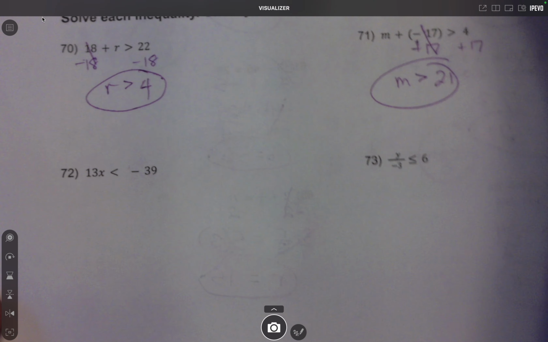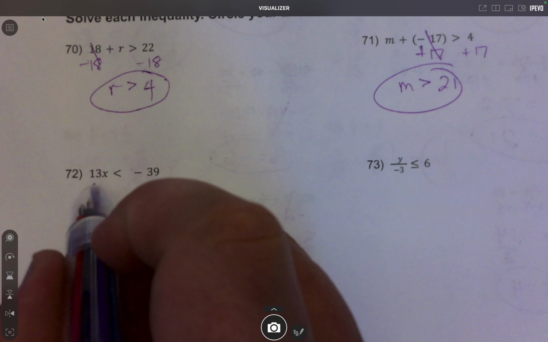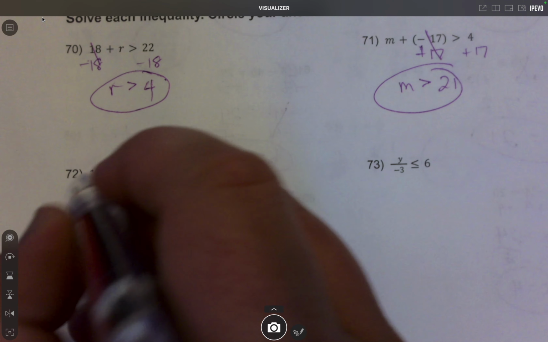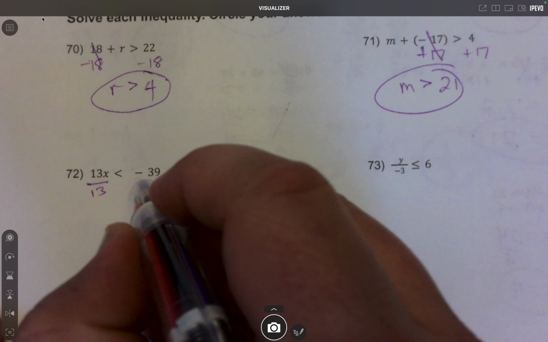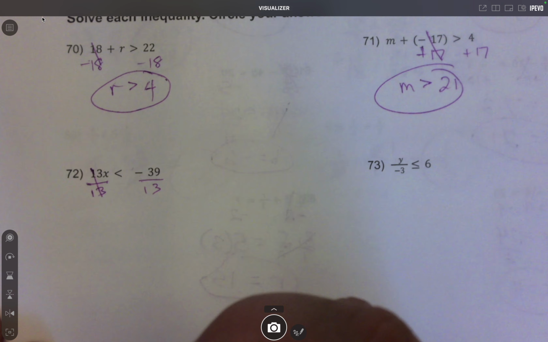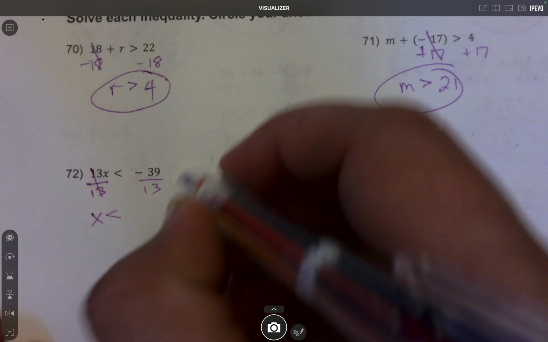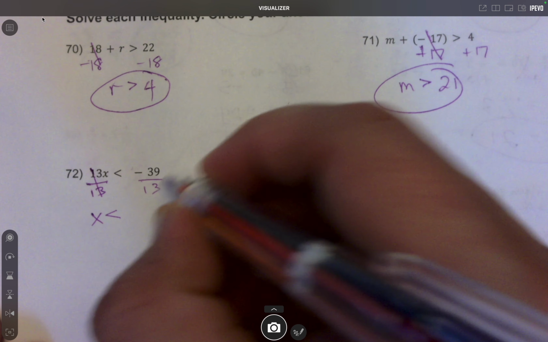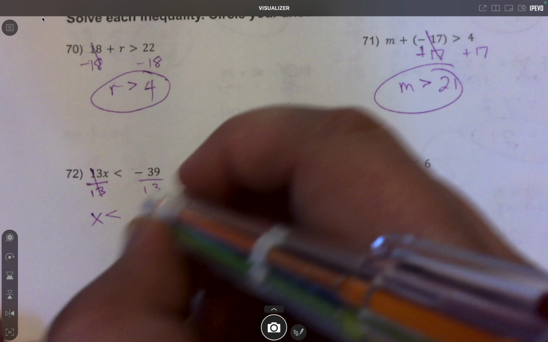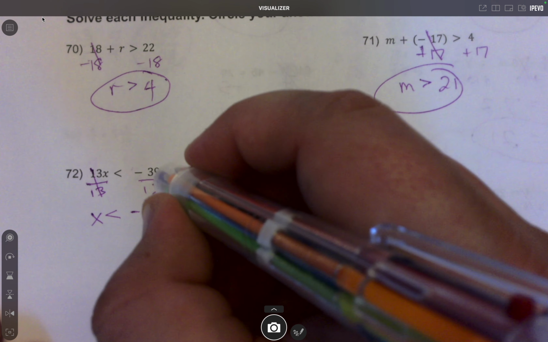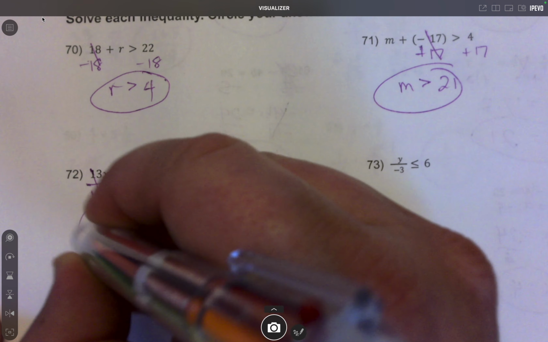Okay, 72. We want to get x by itself. Right now, x is being multiplied by 13, so we do the opposite. We divide by 13. We have a negative divided by a positive. So our answer will be negative. 39 divided by 13 is 3.